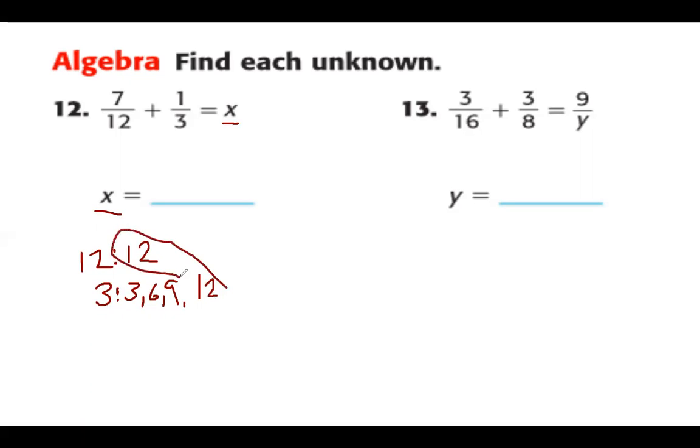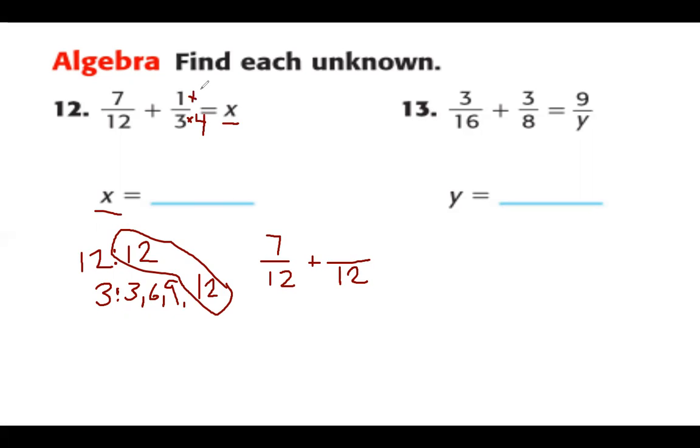So I had a feeling that was going to be our lowest common multiple. So that means our denominator for both of these is now going to be 12. Okay, so 7/12, the 12 stayed the same, which means the 7 can stay the same. So 7 stays a 7. But I need to ask myself, 3 times what gives me 12? Should know, 3 times 4.